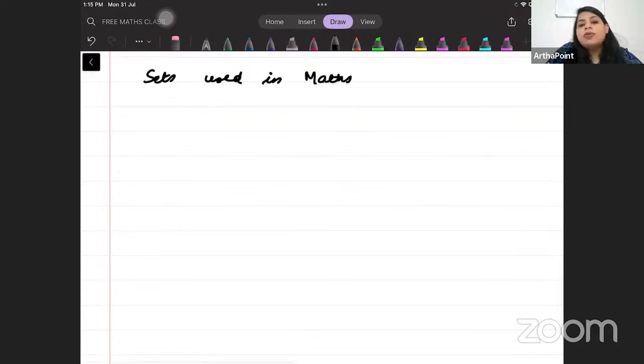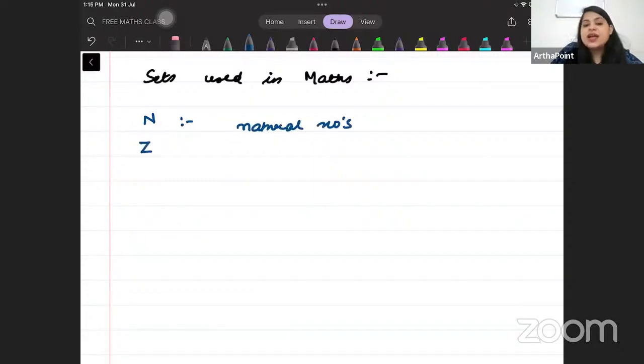So when we talk about the set used in maths, there are some symbols that we use in maths. So beta, which symbols are those that we use in maths? The first example is N. N stands for all natural numbers. The second is Z. Z stands for all integers.